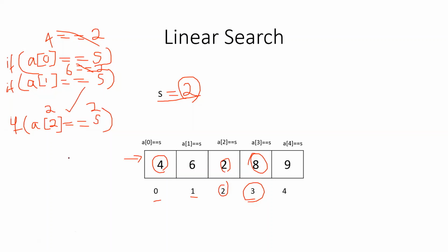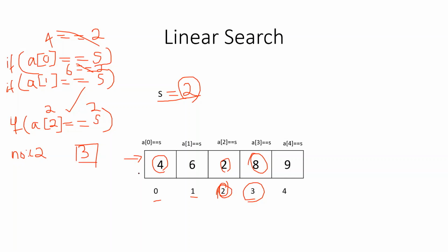This is equal. So we have to return the position. Index number of 2 is 2, but position is what? Position is index number plus 1. So I will return the position of 2 is 3. Or we will return that the element 2 is present at the position 3. Index number is 2, but position is index number plus 1. So we will return that the search element 2 is present at the position 3. This is how we are going to write the program.